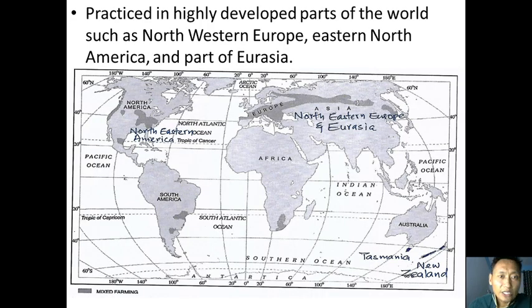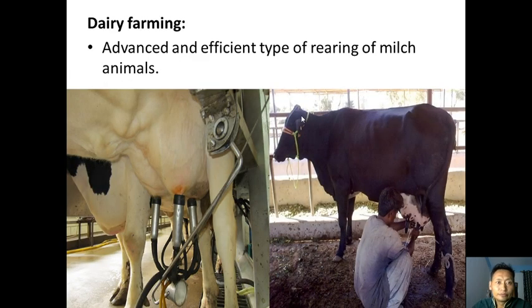This type of agriculture is practiced in the highly developed parts of the world, such as Western Europe, Northeastern America, and Eurasian regions. They are practicing it in these highly developed regions.